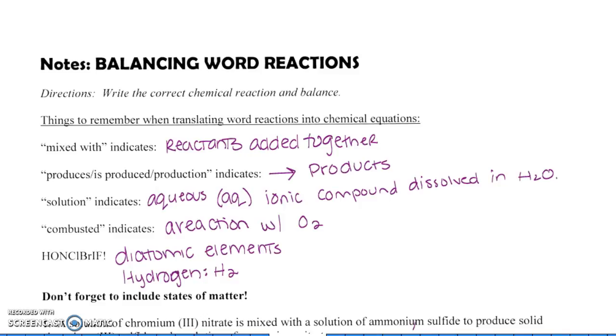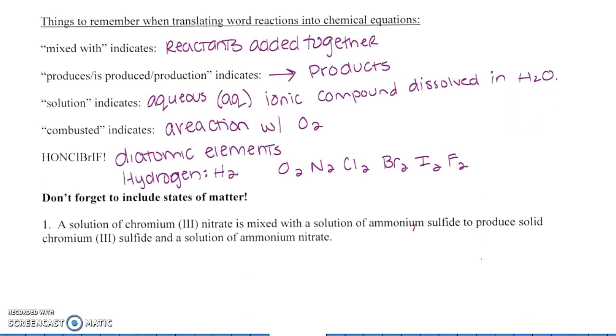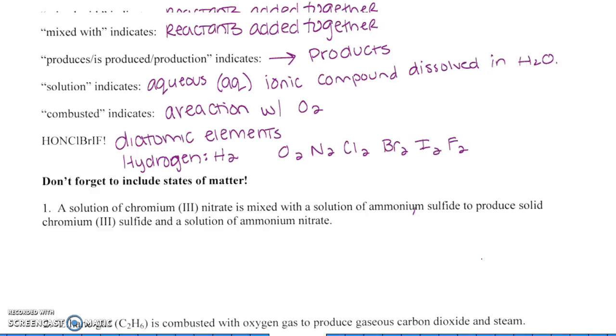So other examples would be O2, N2, Cl2, Br2, I2, and F2. These are the diatomic elements. And this is something that often trips people up. And then the last thing to remember is not to forget to include states of matter. So let's go ahead and do an example.